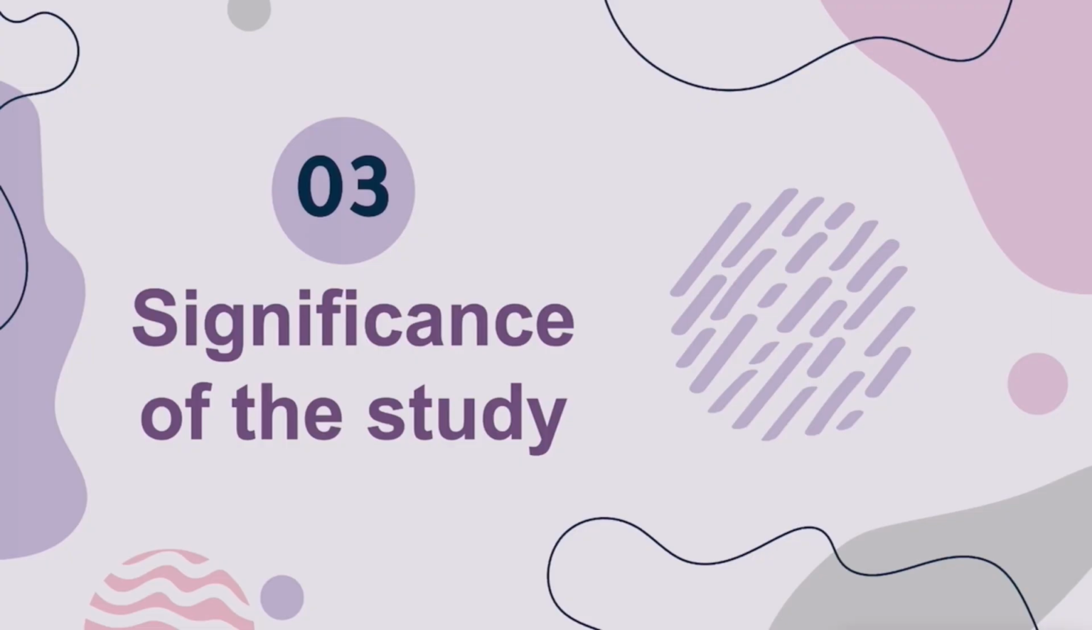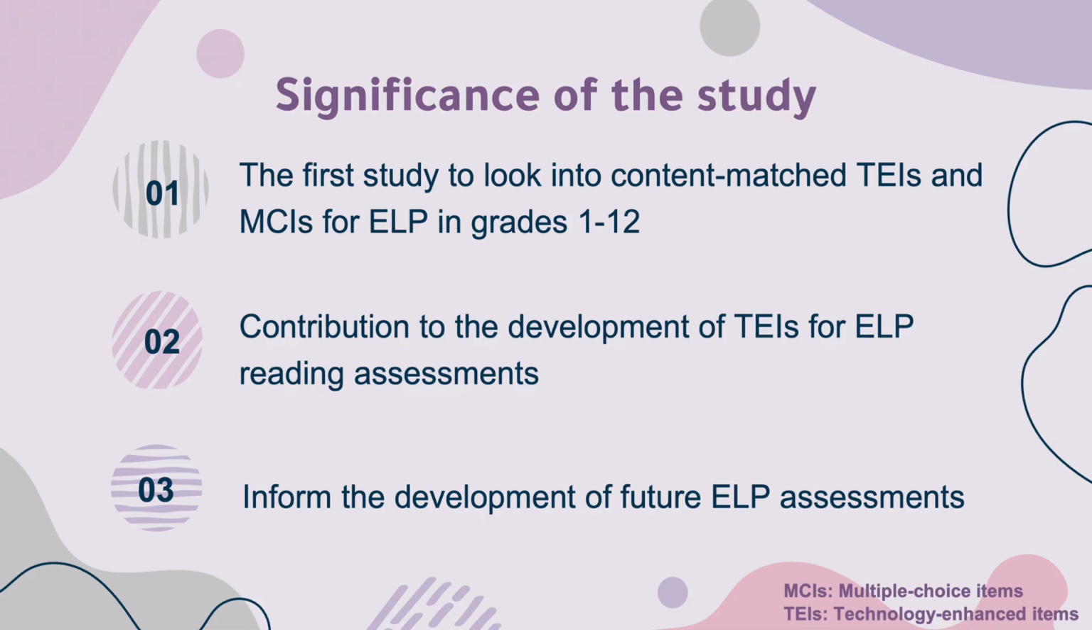Next, we come to the next part, significance of this study. This is the first known study of content-matched TEIs and MCIs for ELP examinations in grades 1 to 12. Also, this study provides insight into the design and development of more effective TEIs that can better assess ELP. And this finding can also inform the development of future ELP assessment. So this is the end of my part, and my group member will continue to introduce the rest of this article.